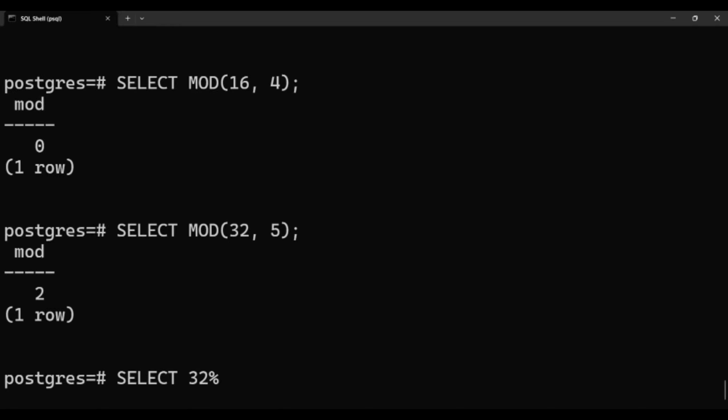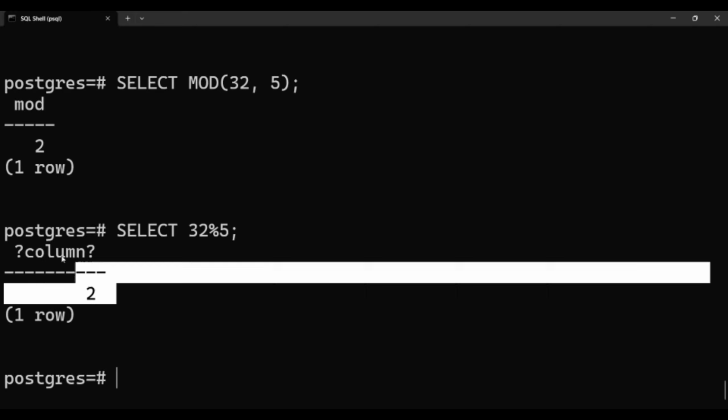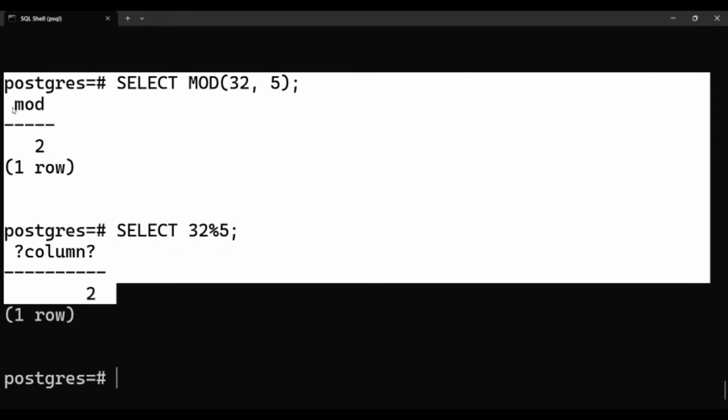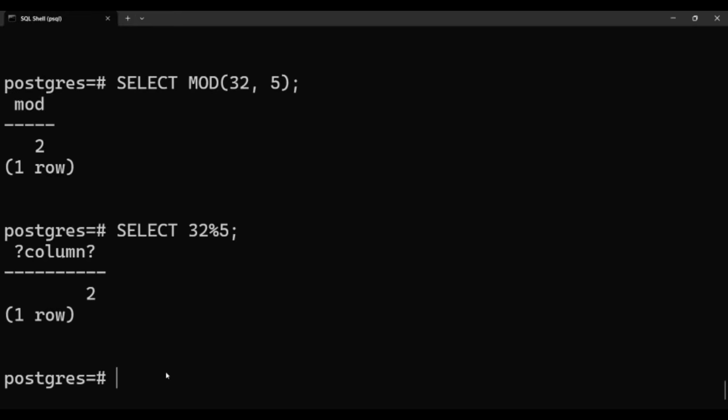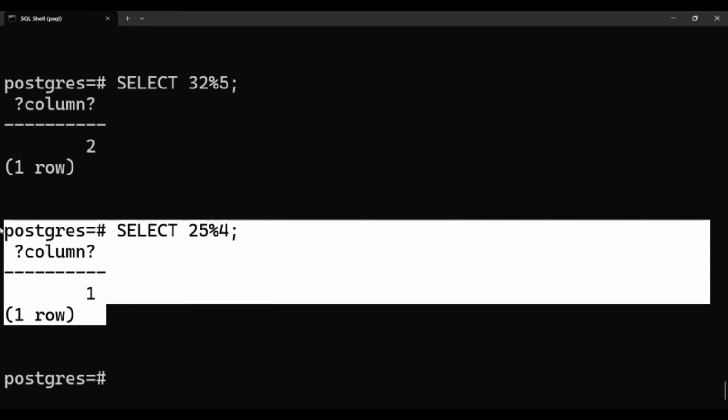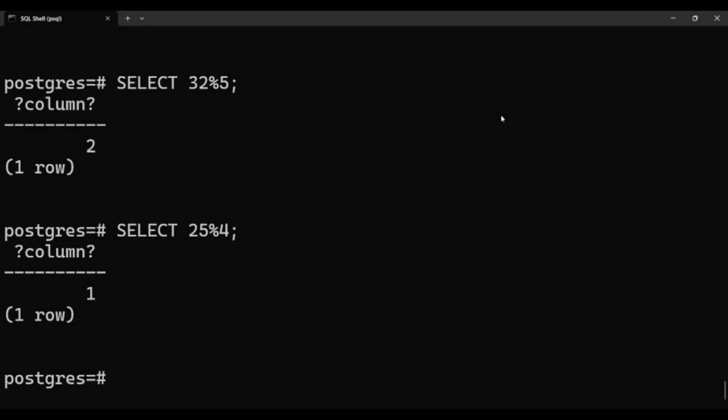Next, the remainder operator. Instead of the mod of function, you can also use the percentage symbol, the remainder operator, to get the remainder. So this is how we can use these different mathematical operations. If you can see, select 25 percentage 4, we got the output as 1. So this is how we can use all the mathematical operations.